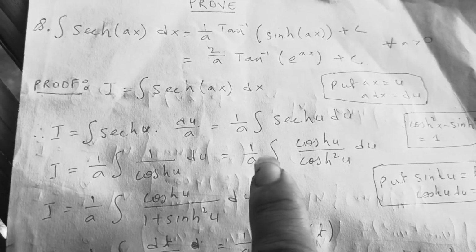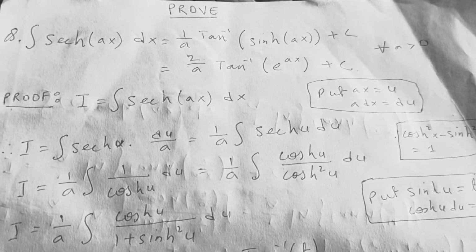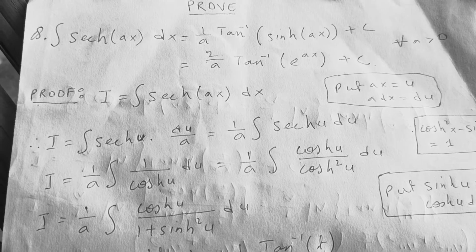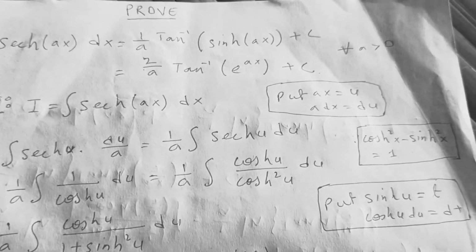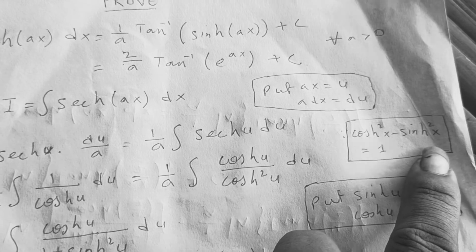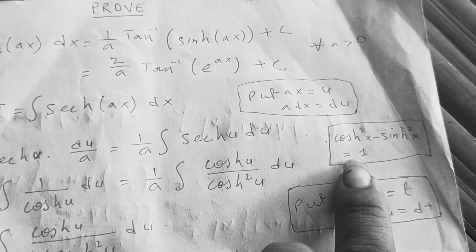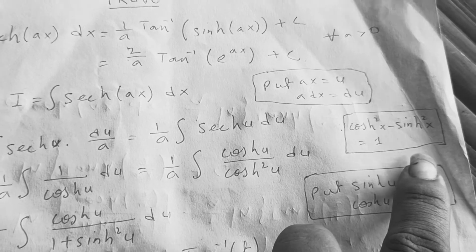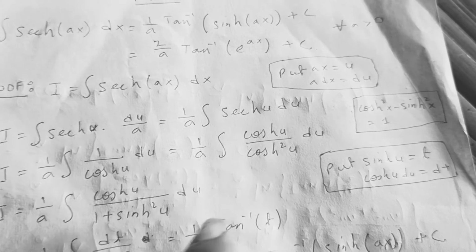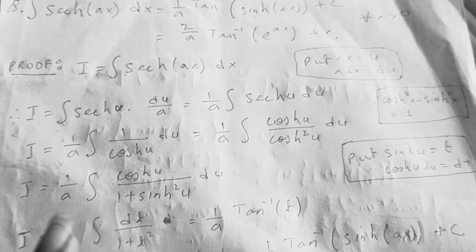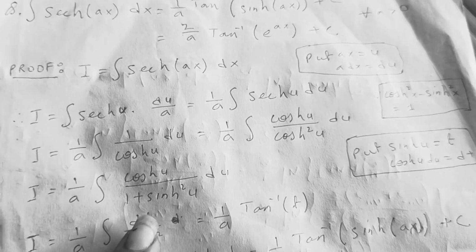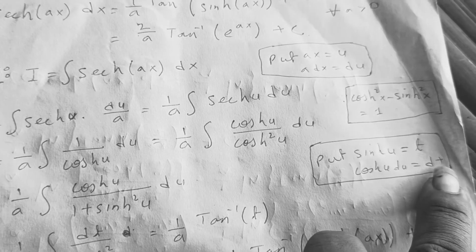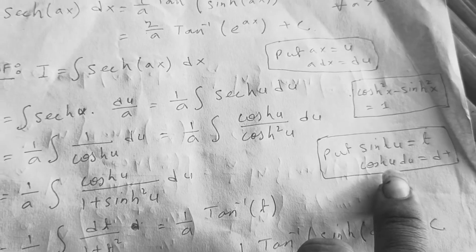And this can be expressed as 1 upon a the integral of cos hyperbolic of u upon cos hyperbolic square u du, right? Now we know from the identity that cos hyperbolic square x minus sine hyperbolic square x is 1. So cos hyperbolic square x is 1 plus sine hyperbolic square x. Now substitute here: 1 upon a integral of cos hyperbolic of u upon 1 plus sine hyperbolic square u du, right? And now let's substitute again. Sine hyperbolic of u equal to t. If I differentiate, cos hyperbolic of u du equal to dt.